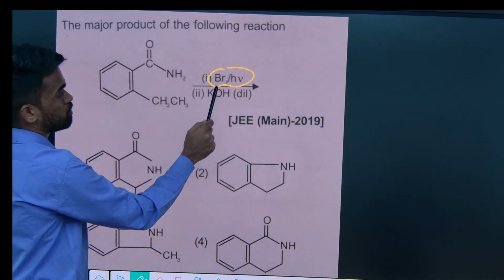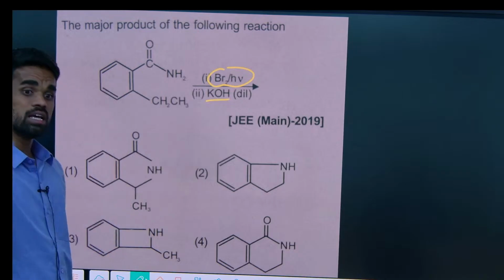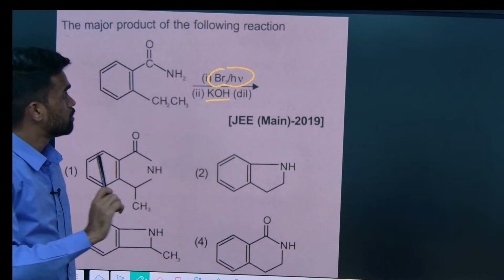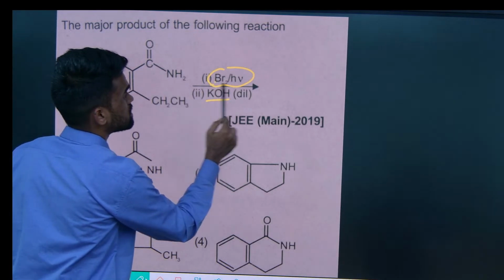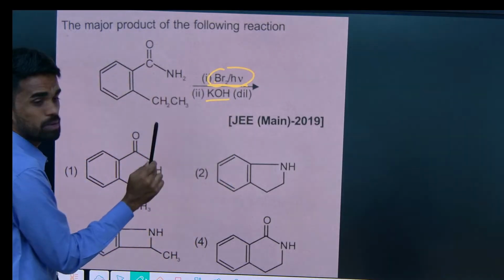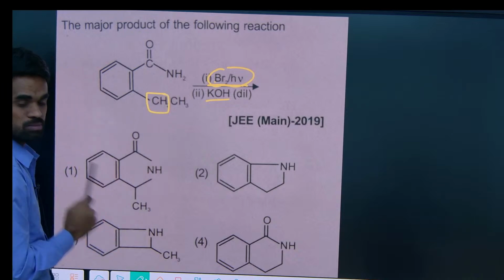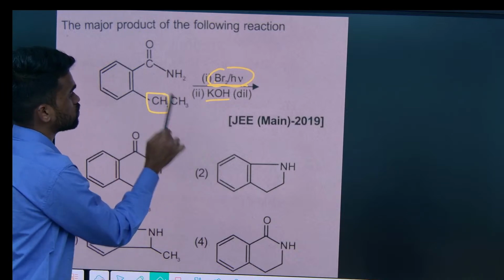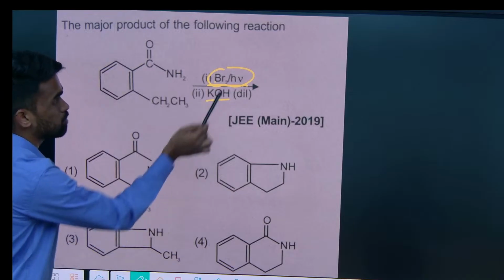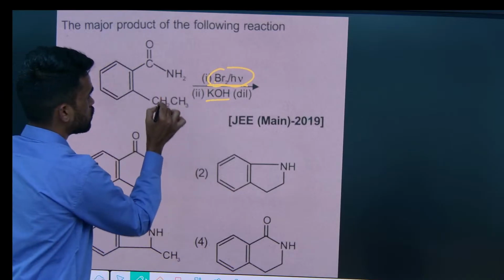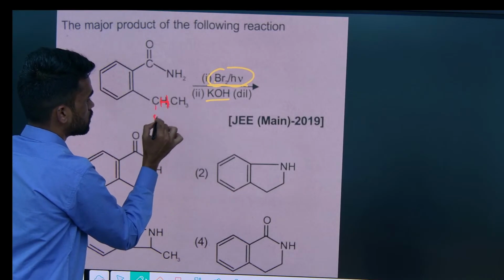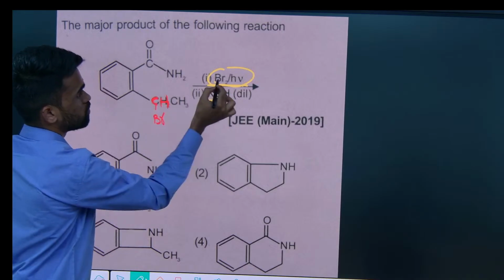If they had mentioned bromine with KOH only, that would mean the Hofmann bromamide reaction. But here they mentioned bromine in sunlight. So bromination takes place at this benzylic position. Free radical substitution takes place, and one of these protons is replaced by bromine, so that you are going to get HBr. So this is your first product.